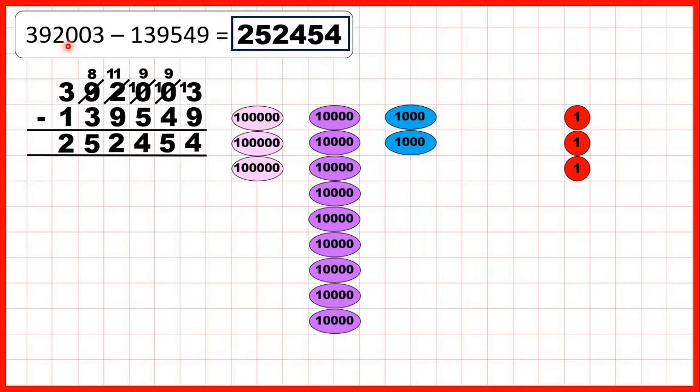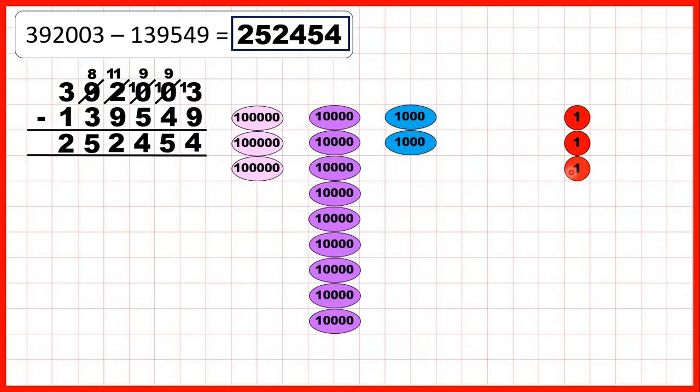Then we had 392,003, which we've shown here with place value counters. But first, we needed to subtract 9 ones, but we only had 3 ones. So to do that, we first needed to exchange one of our thousands for 10 hundreds, then exchange one of our hundreds for 10 tens, then exchange one of our tens for 10 more ones.